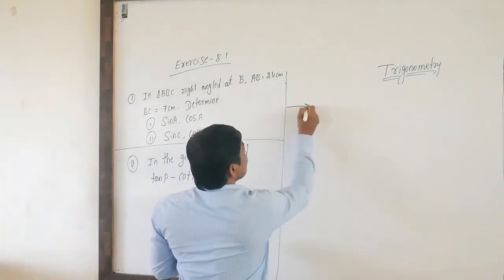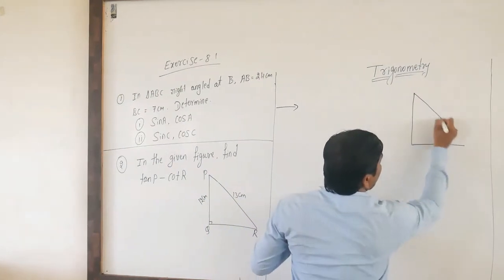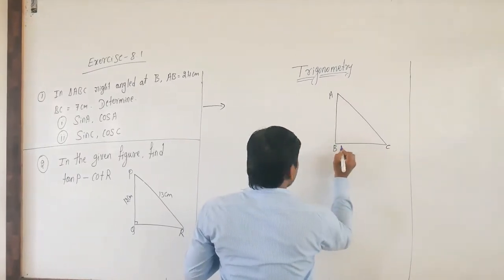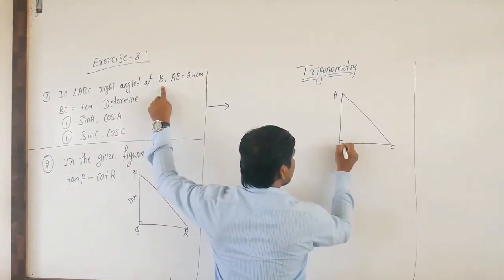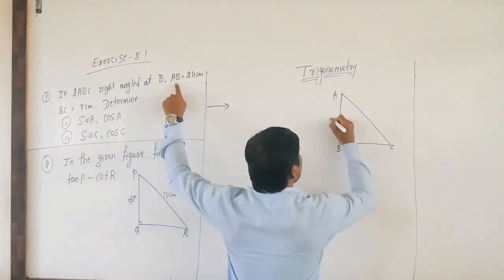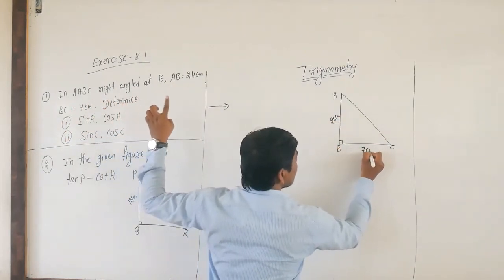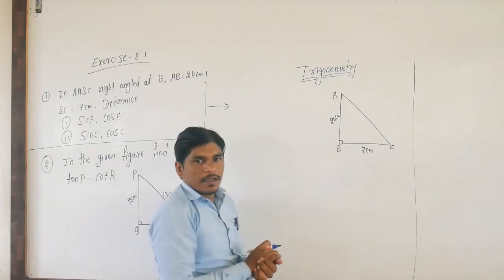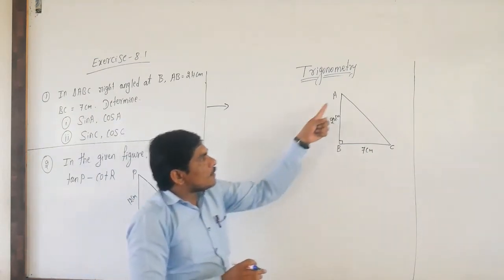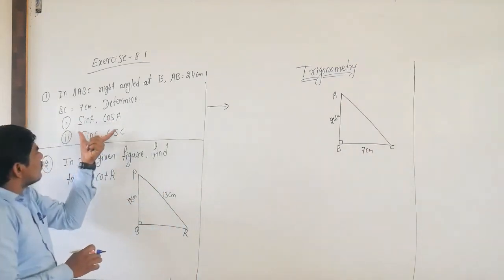Triangle ABC. A, B, C is a triangle. Right angle at B. It means angle B is equal to 90 degrees. And the next point is AB. AB is 24 centimeter and BC is 7 centimeter. But the hypotenuse side is not given. By using the Pythagoras theorem, you have to calculate the AC length. Then afterwards we are calculating these two results.